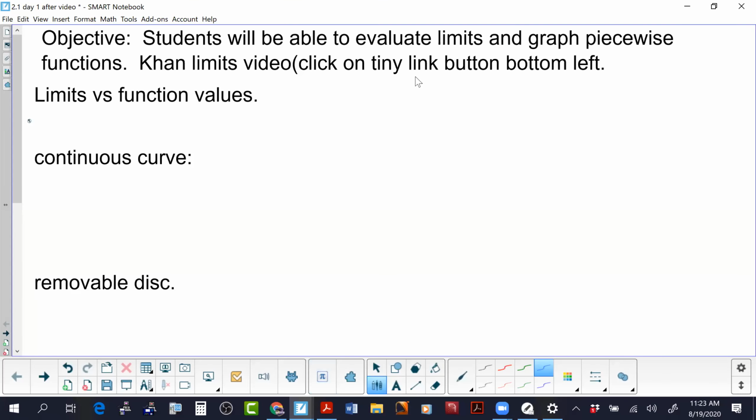All right, so speaking of discontinuities, let's talk about some discontinuities. But we're going to first talk about just a nice continuous curve.